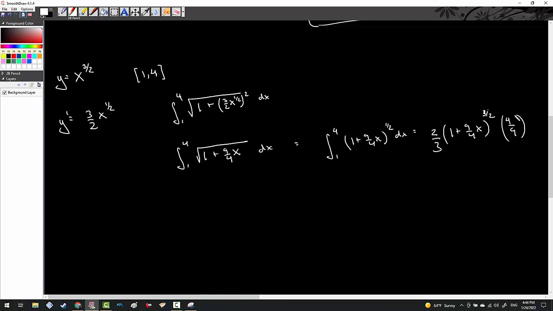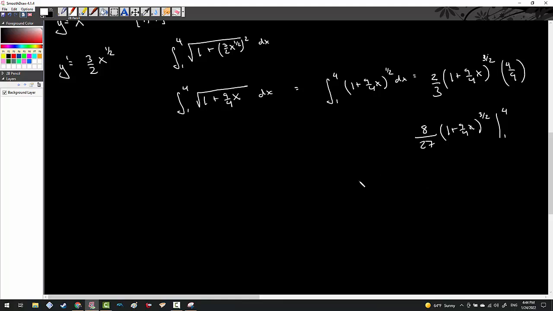It's no problem. I'm going to combine like terms here, so I'm going to get 8 because 2 times 4 is 8, 27 because of the 9 times 3, and this is going to be (1 + 9/4 x)^(3/2) evaluated from 1 to 4. So it's just a normal integral at this point. We're going to plug in our limits of integration. So 8 over 27, (1 + 9/4 times 4) all raised to the 3 halves power, minus (1 + 9/4 times 1) to the 3 halves power.